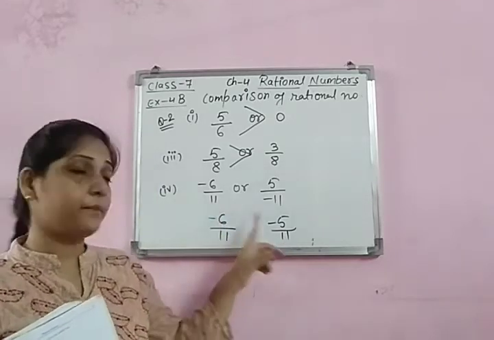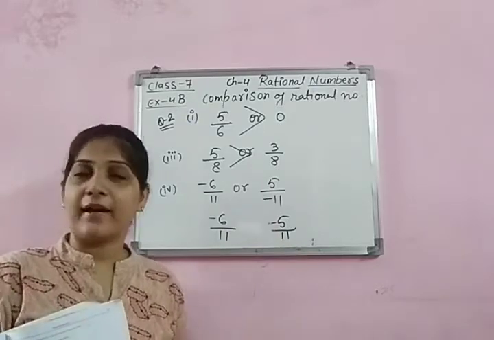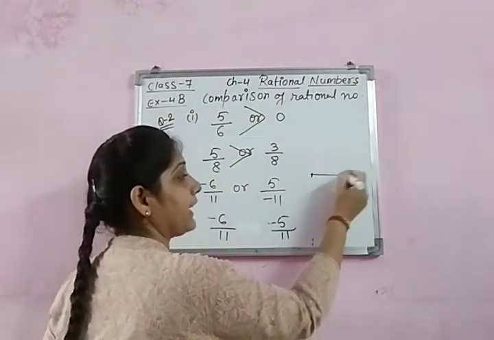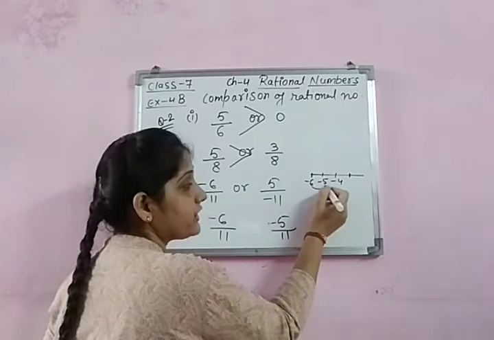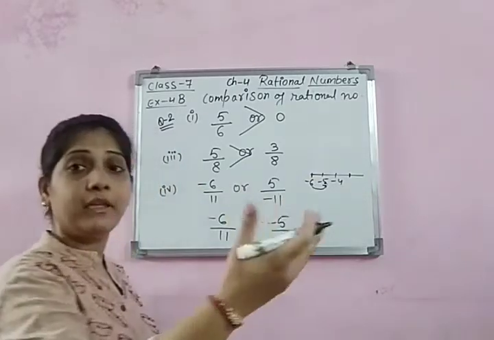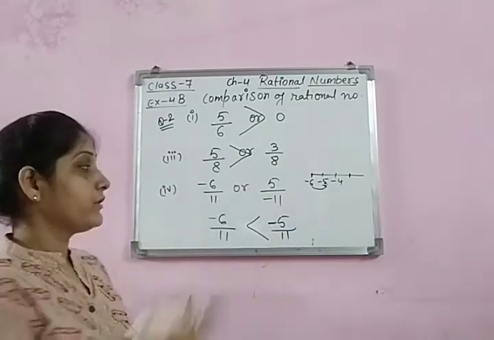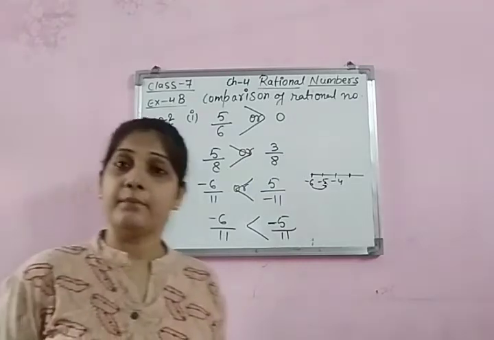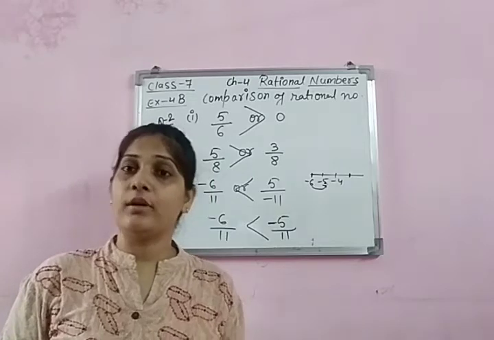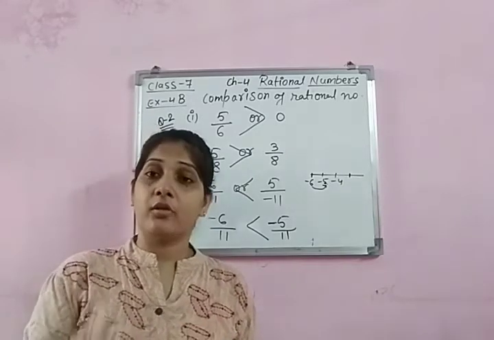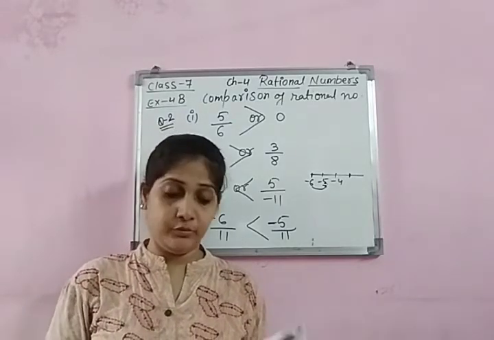So we have to just compare whether minus 6 is bigger or minus 5 is bigger. Of course, negative 5 is bigger because when we make the number line, minus 6 will be here, then minus 5, minus 4. So which is on the right hand side? The number which is on the right is bigger. So negative 5 is bigger. So 5 by minus 11 is bigger. These are certain questions which you can solve directly only by looking at their signs. So question number 2 of exercise 4B, all the parts you can do.